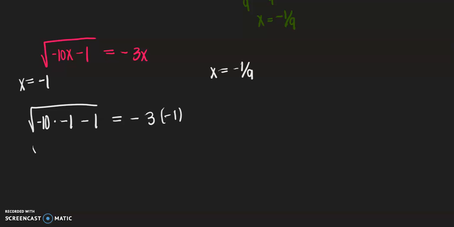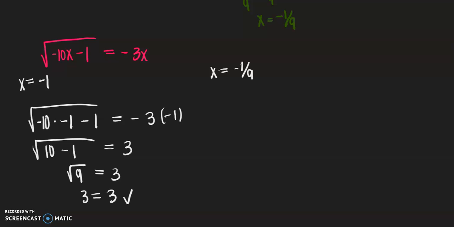Okay, so this gives you -1 times -10 is 10 minus 1 equals 3, square root of 9 equals 3, and then that should be 3 equals 3. So that one worked.